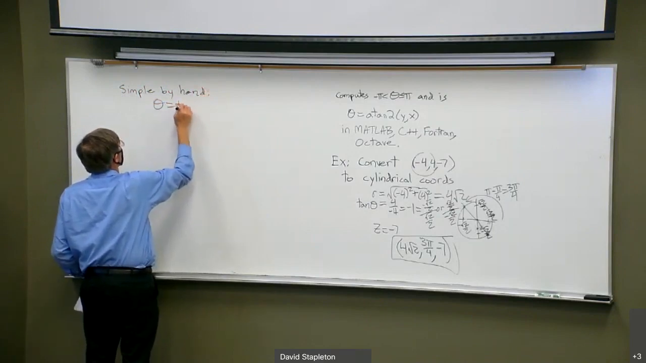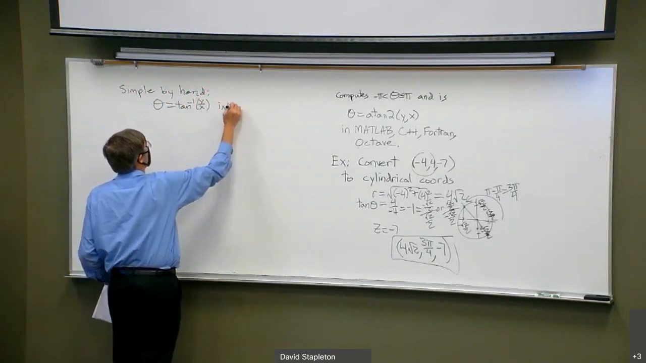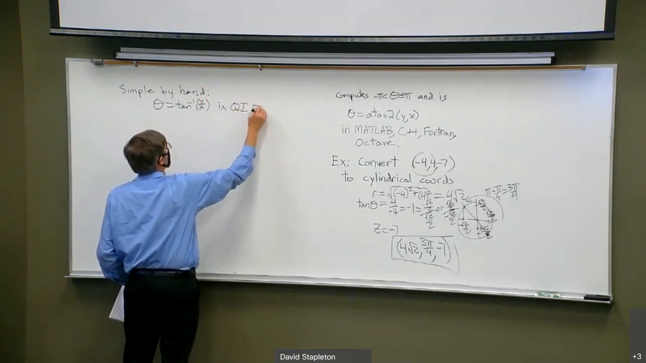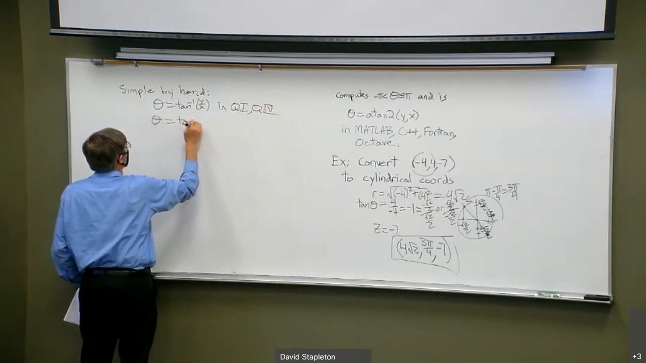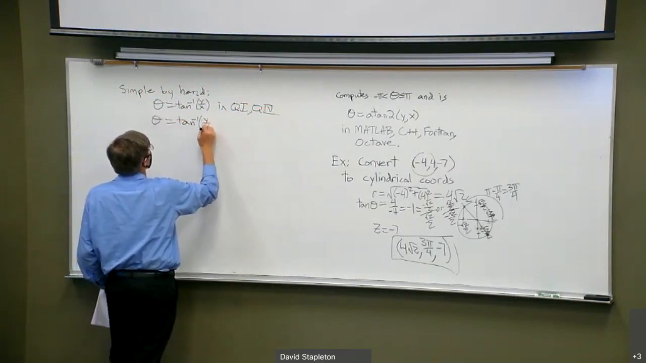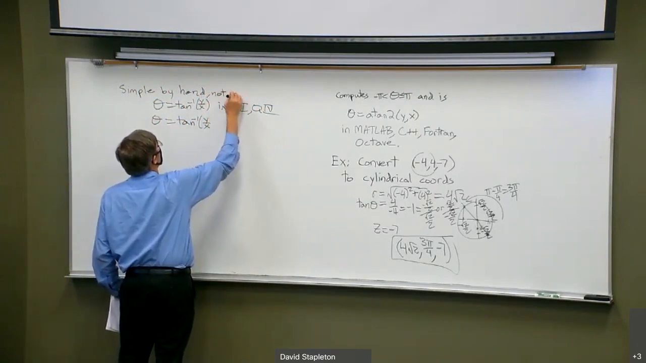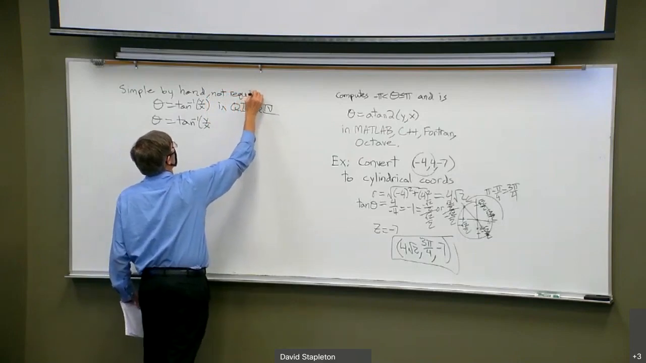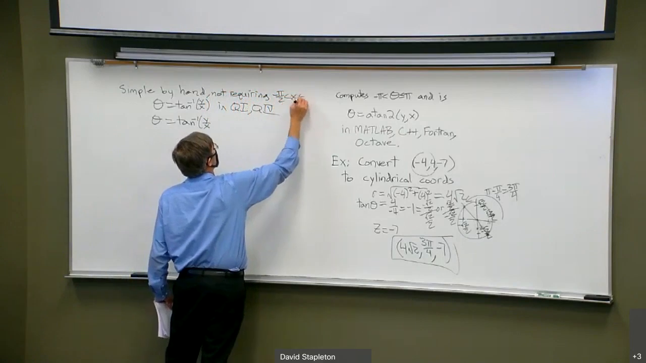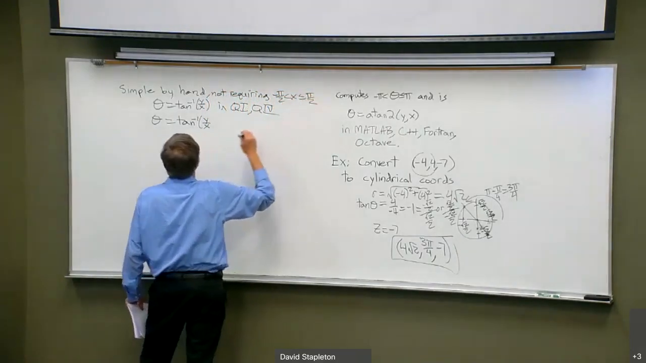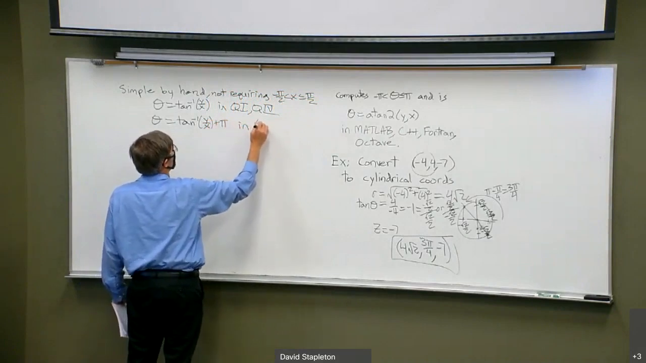Theta equals arctangent y over x, then quadrant 1 or quadrant 4. Theta equals arctangent y over x. So by hand, not requiring all the special cases, minus pi over 2 less than theta less than or equal to pi over 2. You take this plus pi in quadrants 2 or 3.